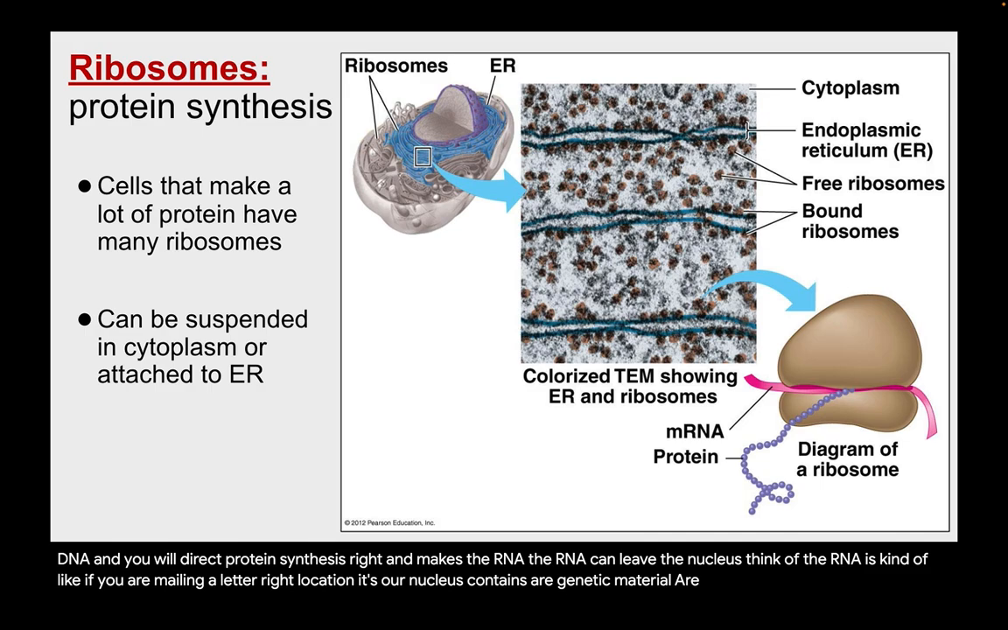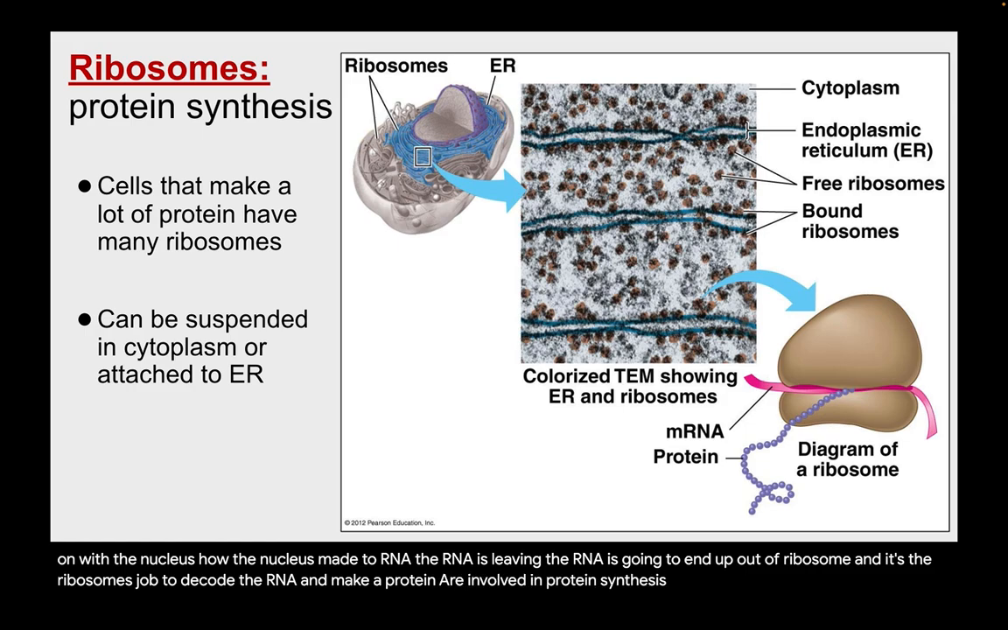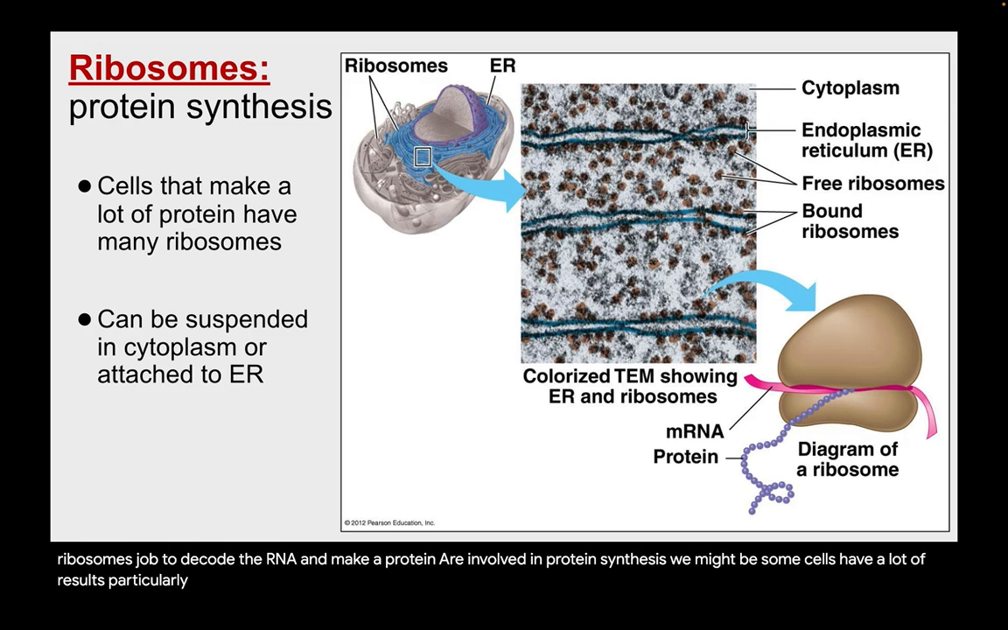Our ribosomes then, kind of continuing on with the nucleus, how the nucleus made the RNA that is leaving, the RNA is going to end up at a ribosome. And it's the ribosome's job to decode the RNA and make a protein. All right, so ribosomes are involved in protein synthesis. We might see some cells have a lot of ribosomes, particularly if that cell has to make a lot of different proteins.